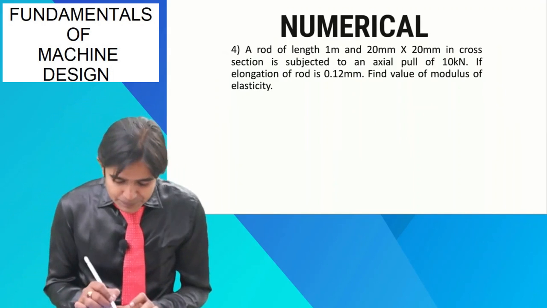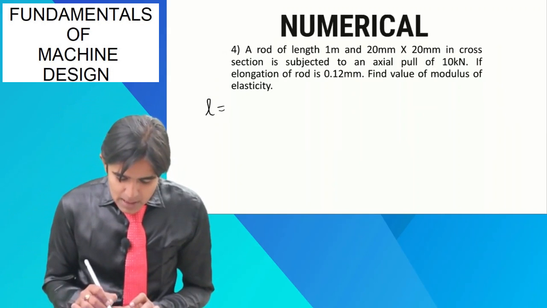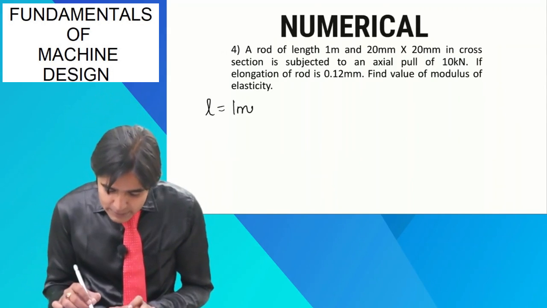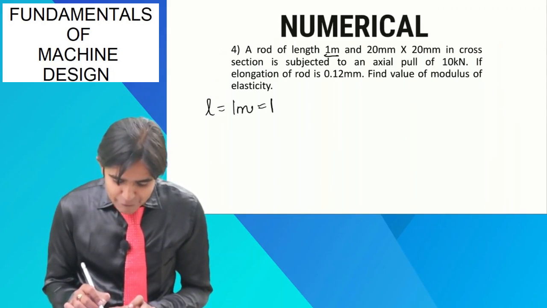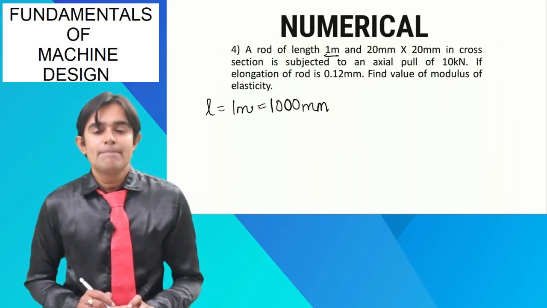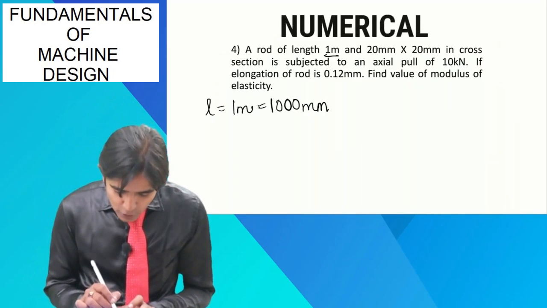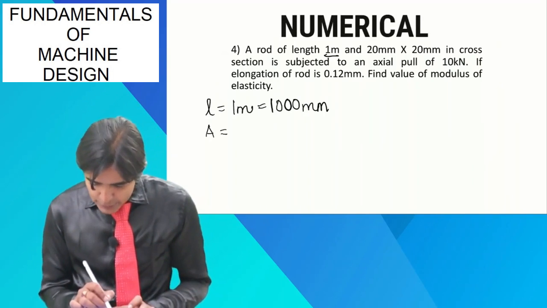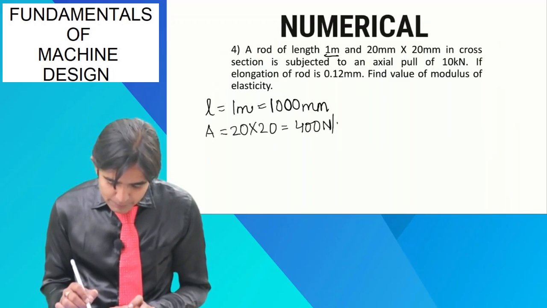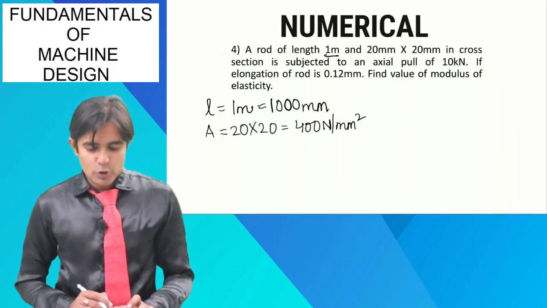Let us start. There is a rod of length 1 meter. It is given over here. I'll have to do the conversion, so it will become 1000 mm. Now there is a cross section area A, so it will be 20 into 20, which will become 400 mm square.